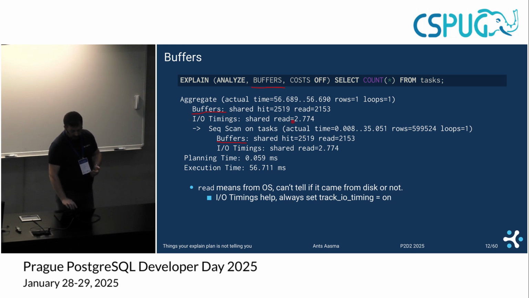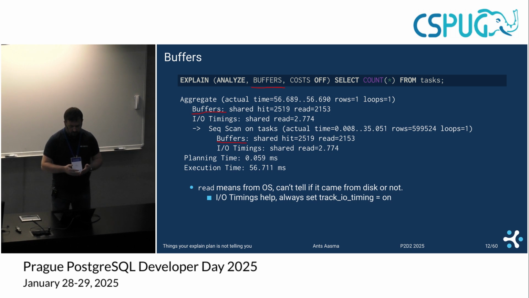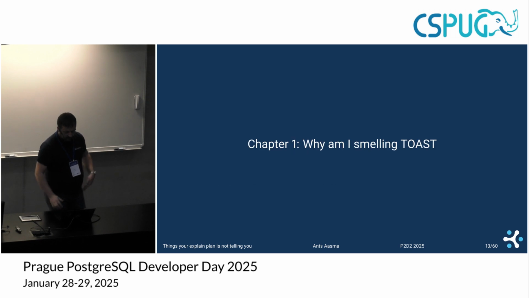which is telling us that reading those 2,000 pages, that's 8 kilobyte pages in Postgres by default, which is 16 megabytes, was only 2.7 milliseconds. Probably this stuff came from the page cache, from the operating system. Okay, but that should explain the explain plans reasonably well enough, so we should be able to follow along now. So let's start from toast.